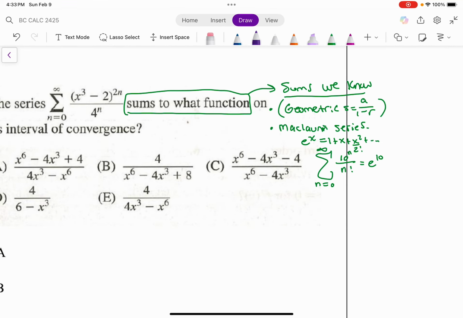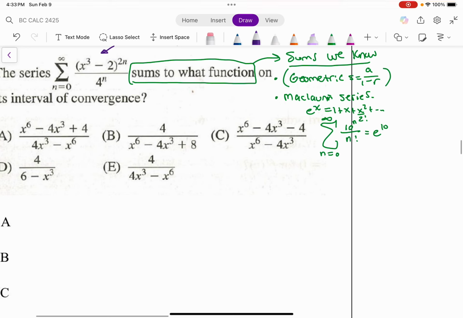So if you look at it, you can just kind of detect it's going to be a geometric. So I'm going to note that this is a geometric. And if we know it's a geometric, we just need to know what its first term is and what its common ratio is, and then we can apply our formula. So let's write out the first few terms.